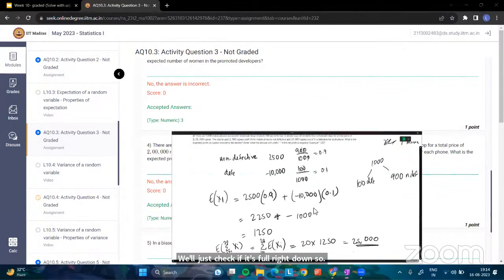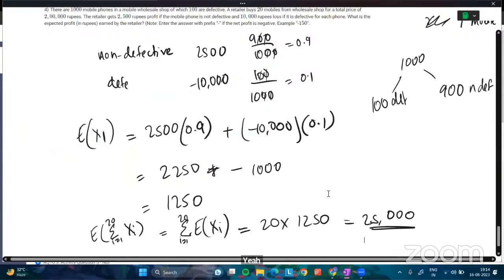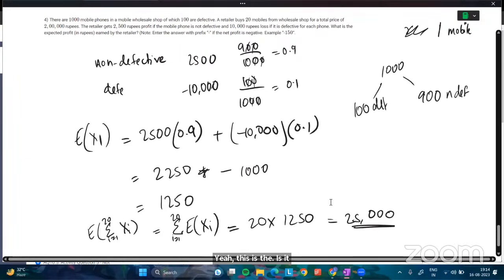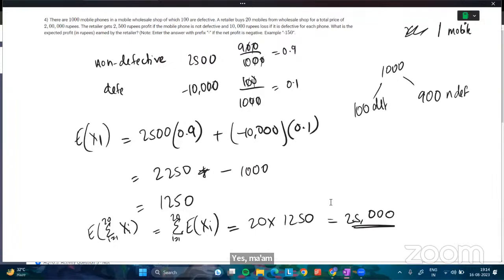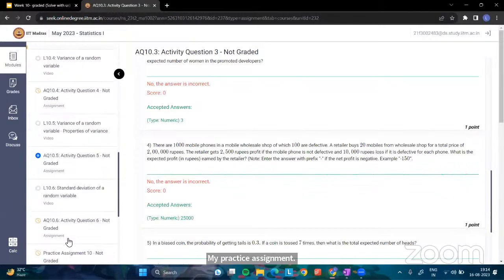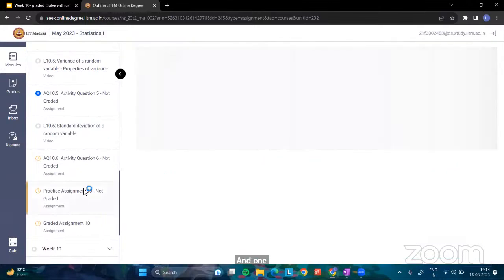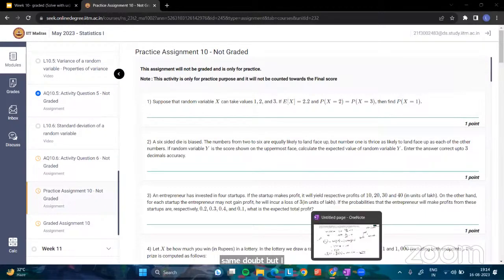Yeah. Can you please show the solution? Yeah, this is the solution. Is it clear? Yes, ma'am. Why do we take the 20 into the expectation? Yeah, because this is only for one mobile. And we have 20 such mobiles which will follow the same distribution. I had the same doubt, but I didn't hear when you were explaining. Okay, I'll just explain it again.